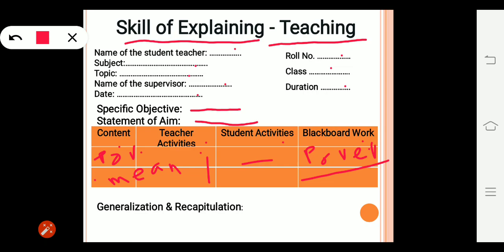Now, whatever you have taught, present a gist of it in the generalization and recapitulation section. You may connect the taught concept with the daily life of the students. You may tell them the usability of the concept. In this way, you can generalize and recapitulate the whole thing.